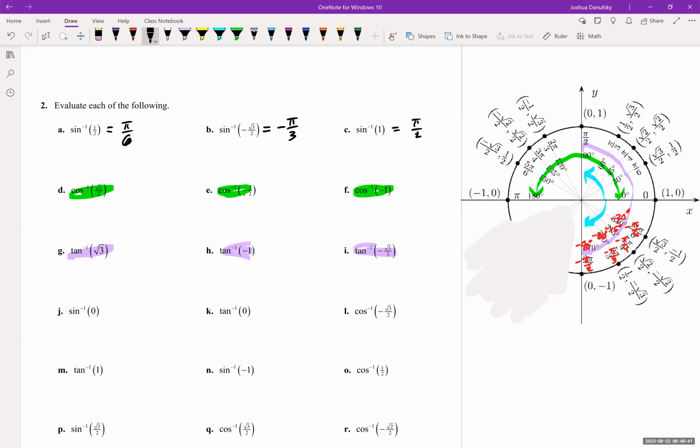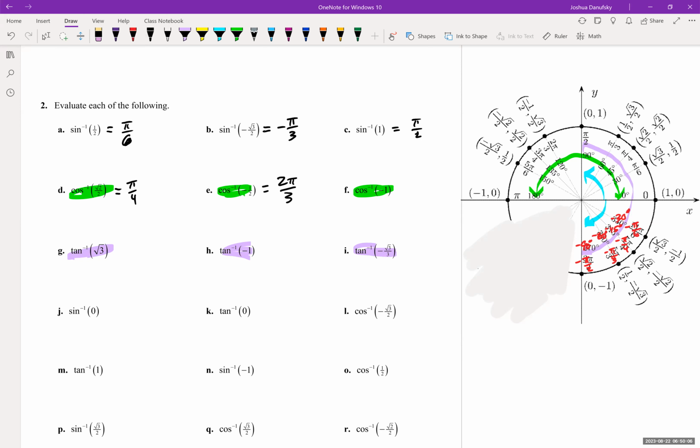Anyway, cosine inverse of root 2 over 2. Here, cosine, as usual, is an x value, and we have root 2 over 2 right there, which is going to give us pi over 4. Next one, we have negative a half for an x value. That's going to give us 2 pi over 3.